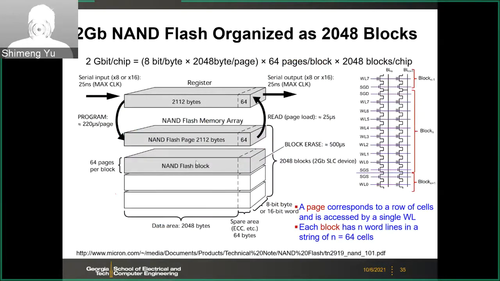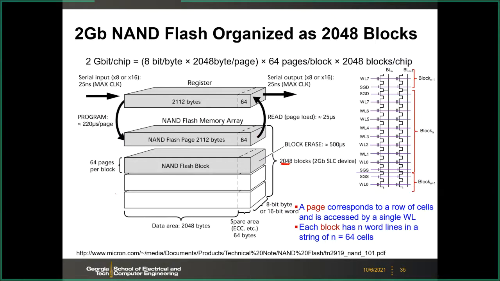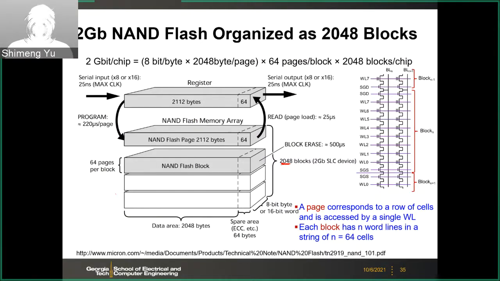And then here, let's look at how the NAND is organized into the bank. So here, for example, this is a 2 gigabit NAND flash. And the NAND flash is organized as many blocks. So in this example, it has 2048 blocks. Here we show many blocks. In total, we have 2048 blocks. And within each block, we typically have 64 word lines.